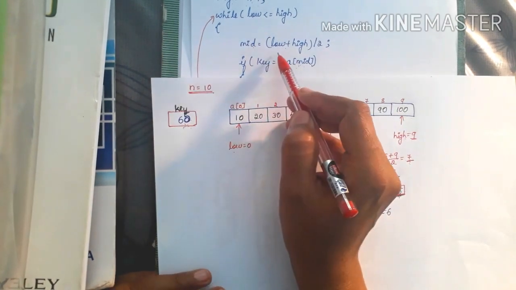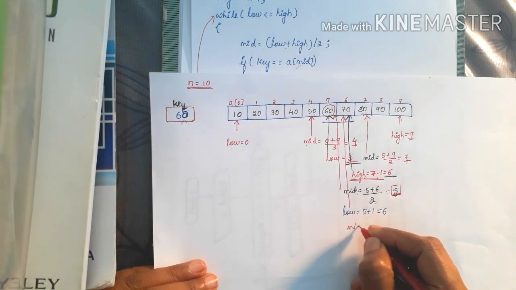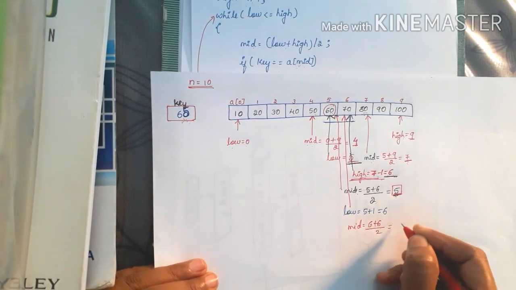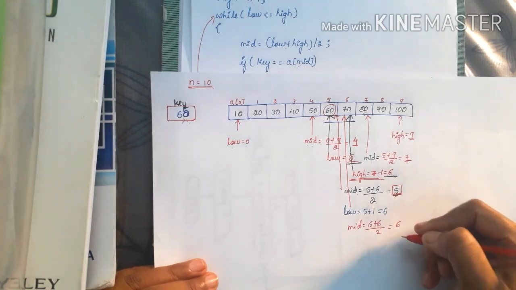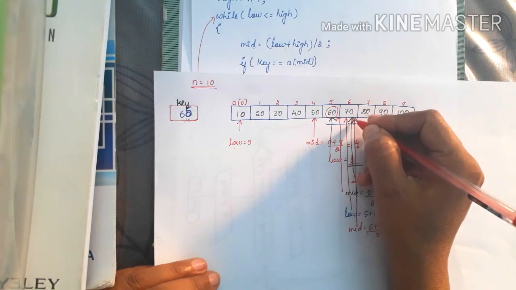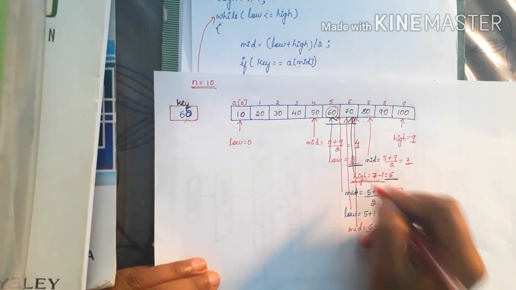Next, mid is equal to low plus high divided by 2. Low value is 6, high value is 6, divided by 2. So that is 12 by 2, which is also 6. 6 is copied to mid. So now it is also pointing to the same element that is pointed by low and high.